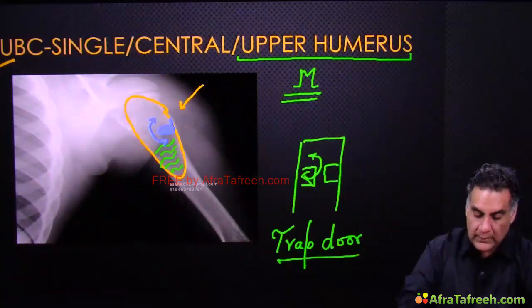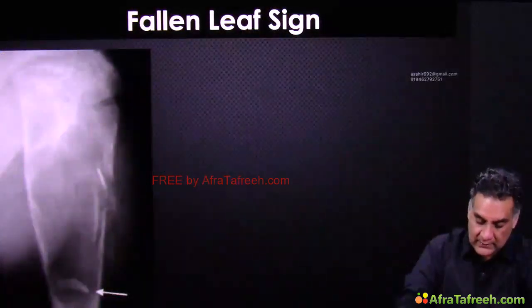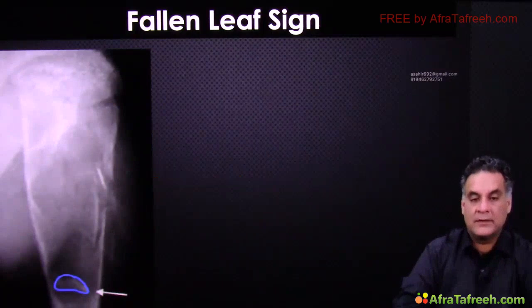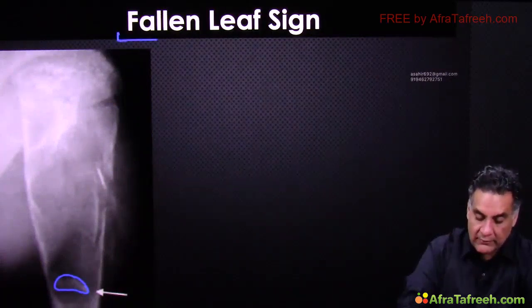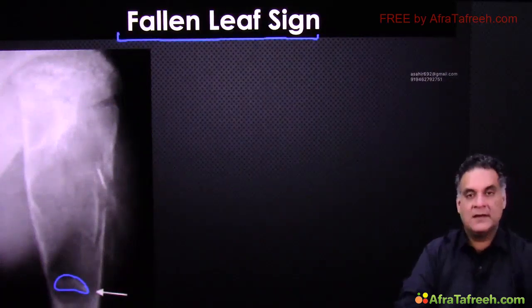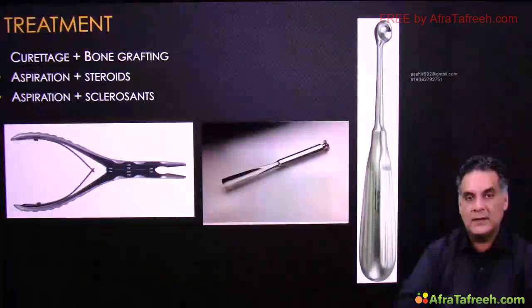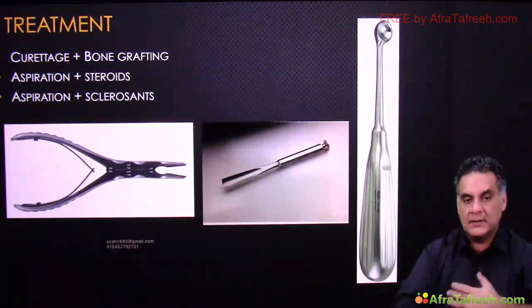So in unicameral bone cyst, it's called the trap door sign. When this cortical fragment falls to the bottom, it's called the fallen leaf or fallen fragment sign. A characteristic feature of unicameral bone cyst, UBC, which is treated by curettage.